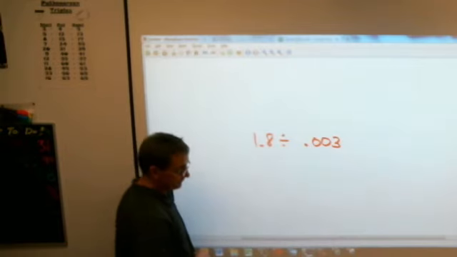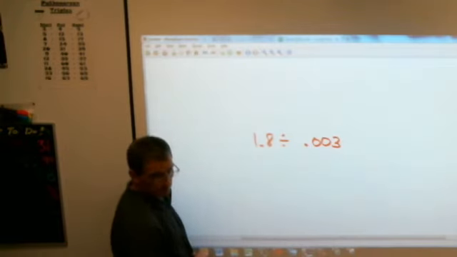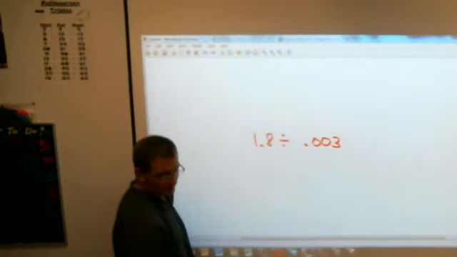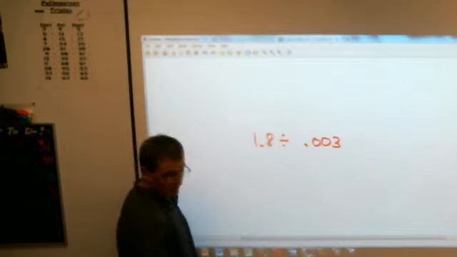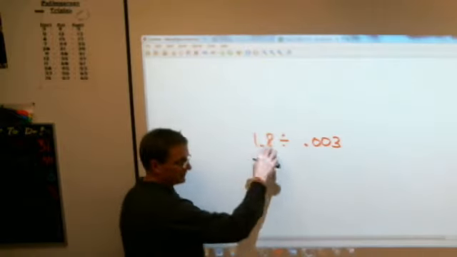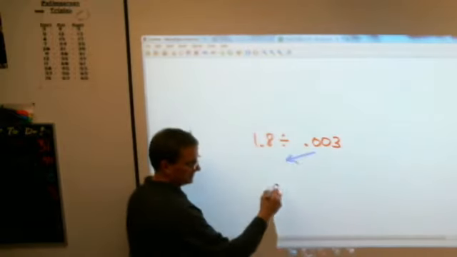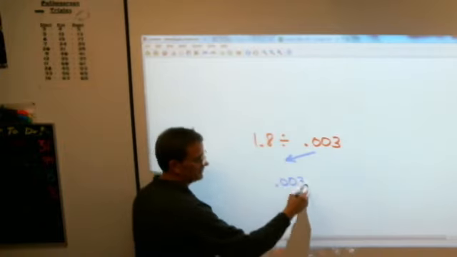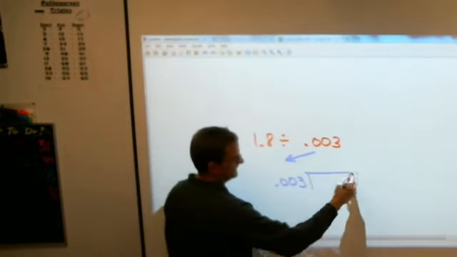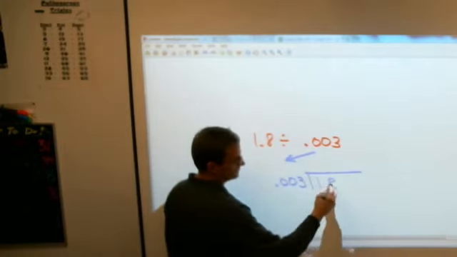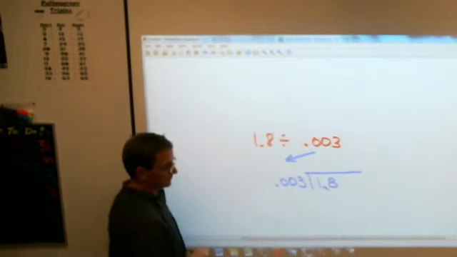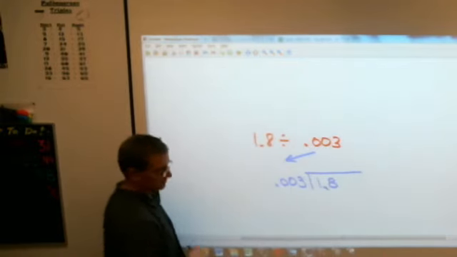1.8 goes on the side. Where? The bottom. Where's the bottom? Either in the box or outside the box. Outside. 1.8 goes outside the box. You are incorrect. It's this divided by this. They flip-flop places. The 0.003 goes here. The 1.8 goes here. Stop me there if you didn't catch that.